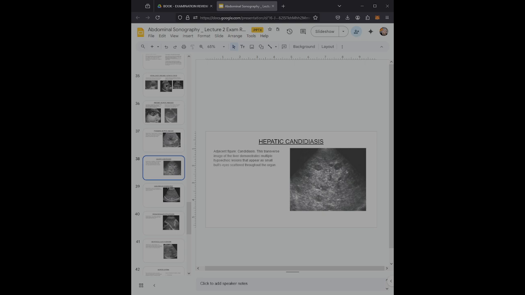So here is an example of hepatic candidiasis. And the transverse image of the liver demonstrates multiple hypoechoic lesions.